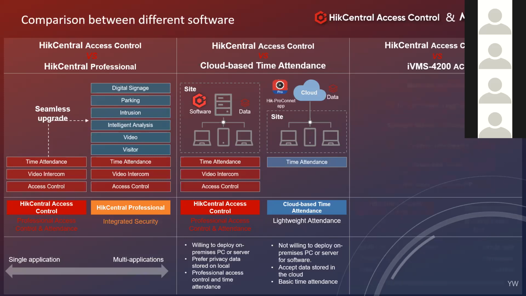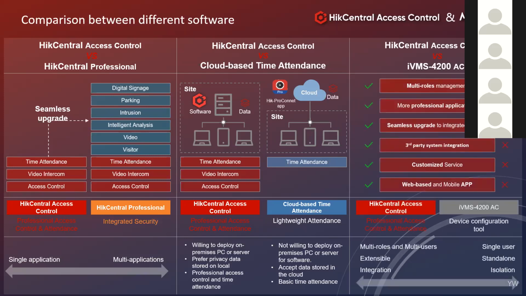And next we compare the Hik-Central Access Control with IMS 4000, the classic one. Off the bat, you can say the multiple role management is not there with the IMS 4000. Professional applications are there with the Hik-Central Access Control. You are able to seamlessly upgrade to Hik-Central Professional with Hik-Central Access Control, but with IMS you have to migrate your data manually. So that is a bit of a headache.